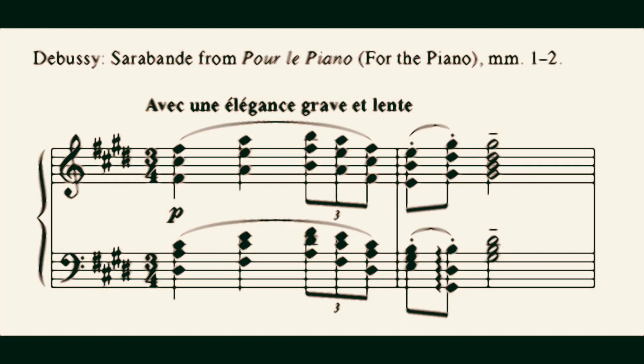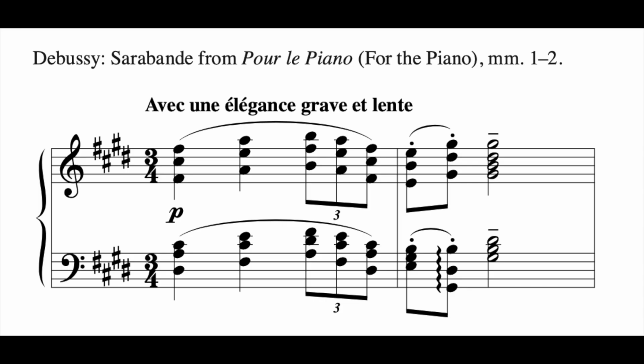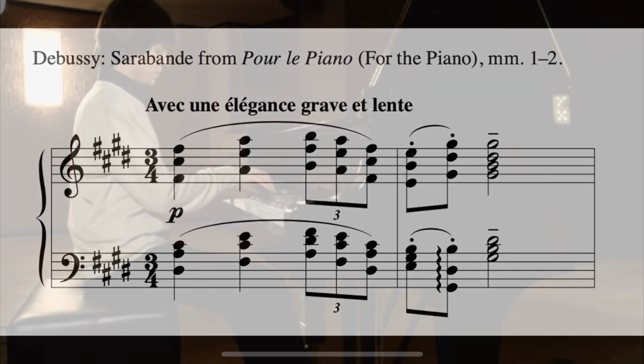Octave doubling and doubling at other intervals, also called parallelism, we can, for example, listen to in Sarabande for the piano by Debussy, in which the melody is doubled in fourth or sixth or octave.